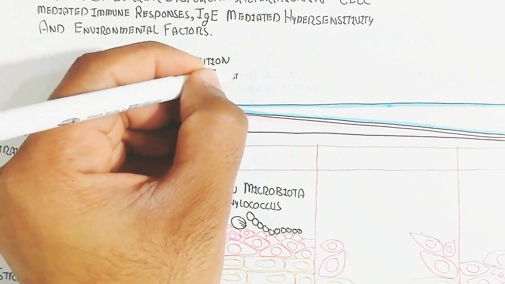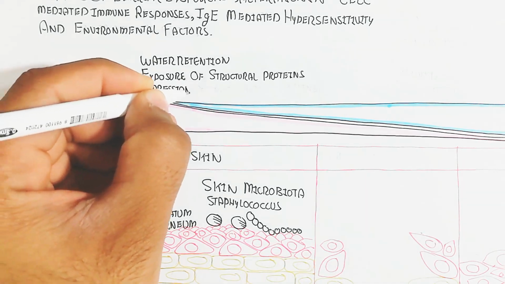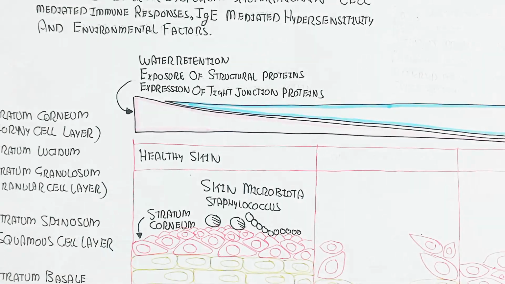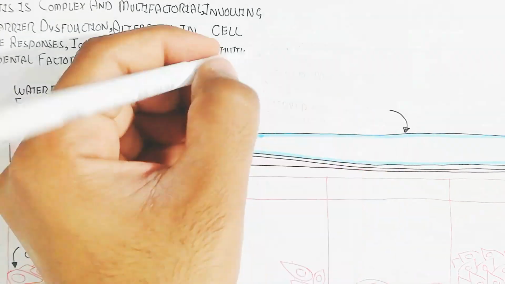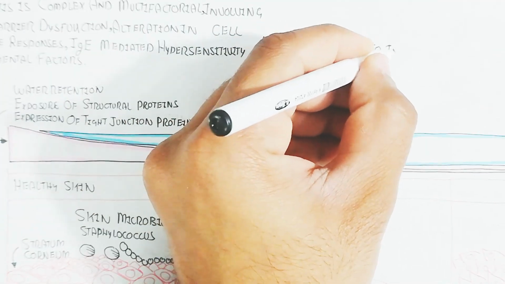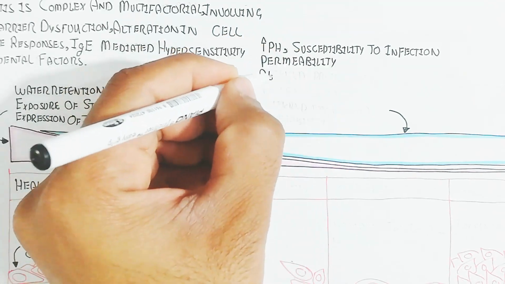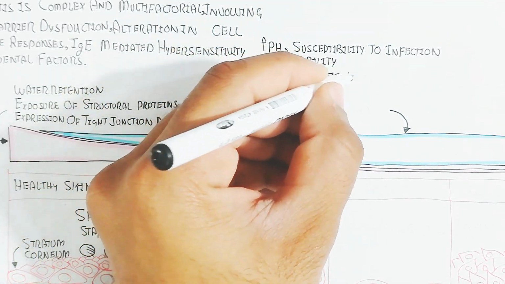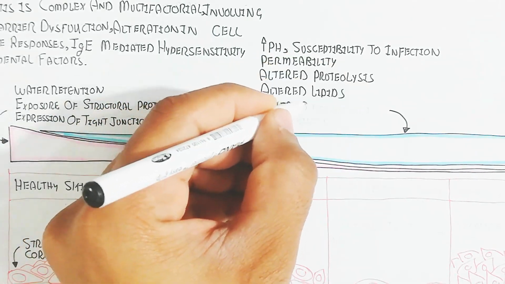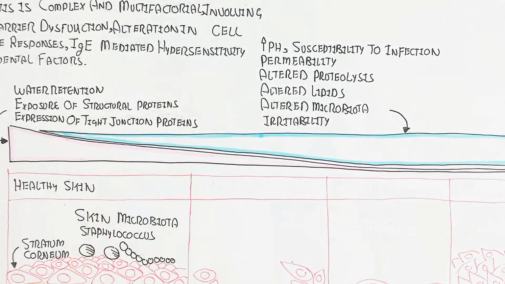Here, water retention will be more in healthy skin, exposure of structural protein will be present, and expression of tight junction protein is more. Whenever it goes into the lesion as well as the disease stage, it will lead to pH increase, susceptibility to infection, and permeability will increase, altered proteolysis and altered lipids, altered microbiota and irritability. All these factors will cause skin damage.